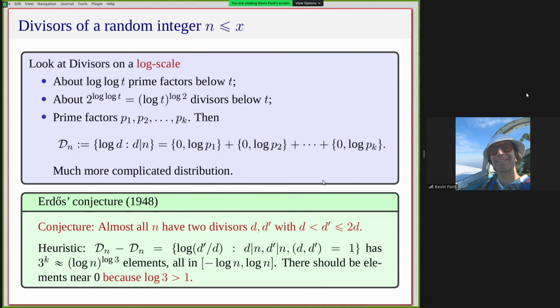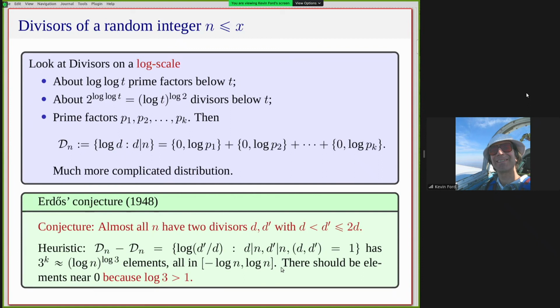So what motivates our work is this old conjecture of Erdős that says almost all integers have 2 very close divisors in this sense, that they are within a factor of 2 of each other. Now, this remained open for a very long time, although heuristically, Erdős had the following argument. If you take the difference set, D_n minus D_n, that's the same as looking at all the logarithms of ratios of divisors, and by removing common factors, it suffices to look at co-prime divisors.